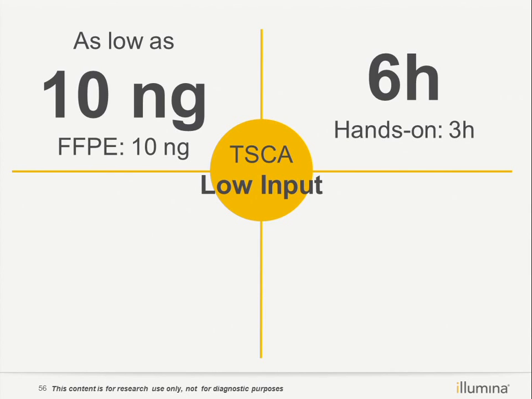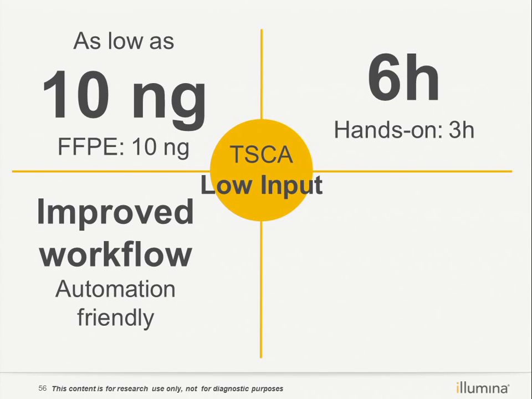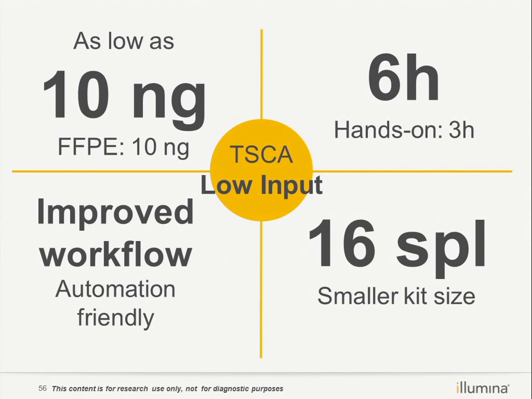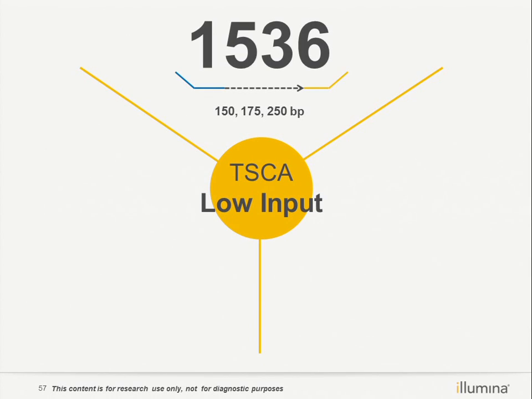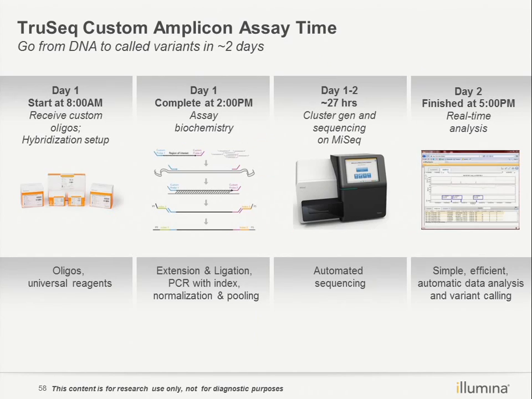The total library preparation time is just 6 hours, with hands-on time of 3 hours. The workflow is improved and automation friendly to some third-party robotic handlers. And we also provide a 16-sample, smaller kit size. So if you don't have many samples, you can use our smaller kit size. So it supports more than 1,500 amplicons library, multiplex 96 samples, and fully customizable.